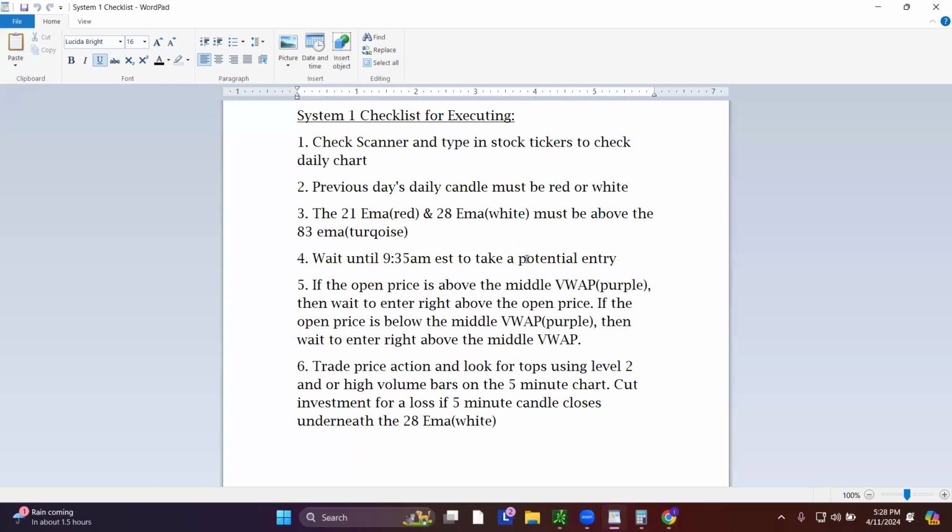And then if the open price is above middle VWAP, the purple line, then wait to enter right above the open price. If the open price is below middle VWAP, purple line, then wait to enter right above middle VWAP.